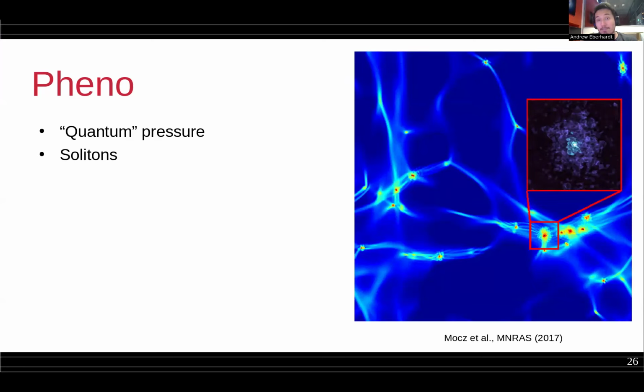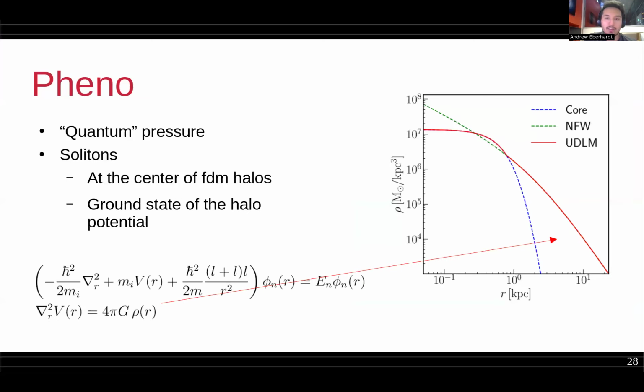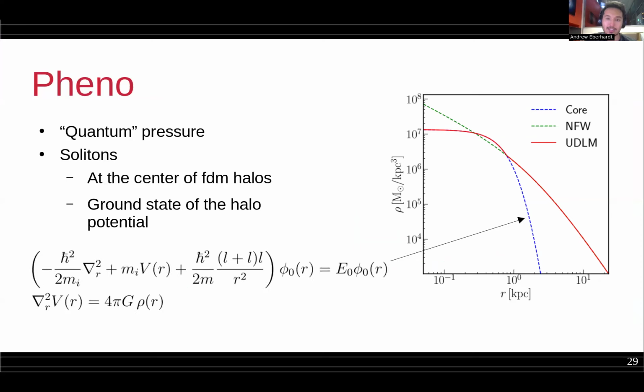Now, one of the other most studied phenomena is the phenomenon of these solitons, these persistent overdensities at the center of every fuzzy dark matter halo. We know that if we solve the spherically averaged potential of the ultralight dark matter, these solitons, these cores of these galaxies, are just the ground state of the eigenvalue problem associated with that potential.